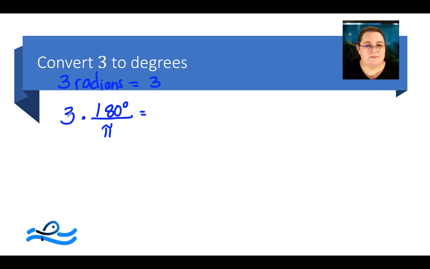I'm going to go ahead and multiply this. 3 times 180 is 540, divided by pi. And then I'm going to just put that in parentheses and put the degrees outside so that we know it's this whole measurement, 540 over pi, that the degree symbol is referring to.